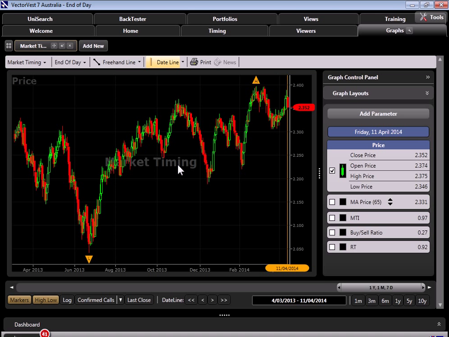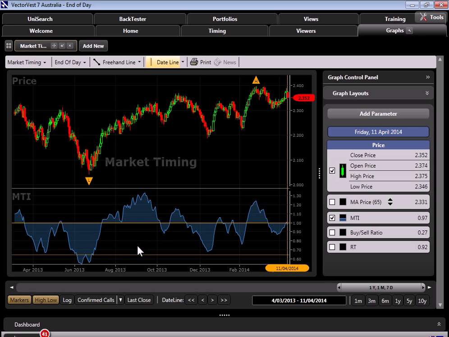So how do we know when it's a severe correction or just a natural pullback? Well, it's really hard to determine that just by looking at the price of the market. However, we have an indicator that gives us a tremendous advantage, and that's the MTI. I'm going to check the MTI, and you'll notice at the bottom, I drew a horizontal line at the level of 0.65. And here at VectorVest, we feel that when the MTI gets to right around that level, 0.6, 0.65, that the market is extremely oversold and a rally is very likely to occur.